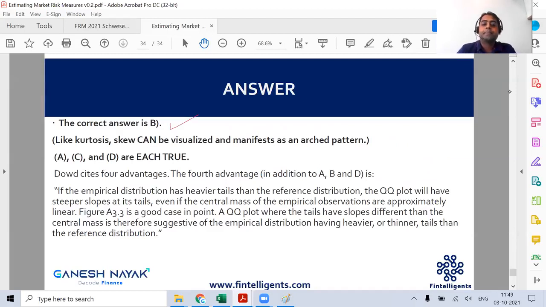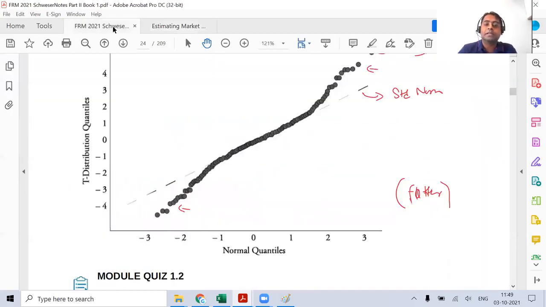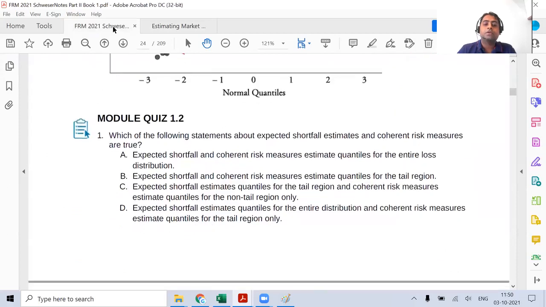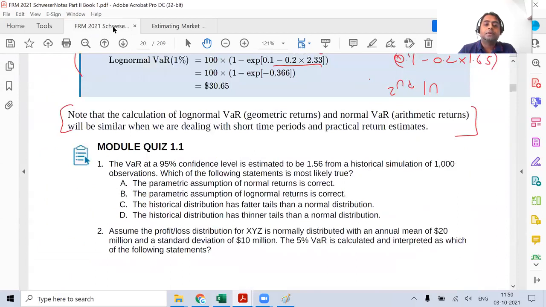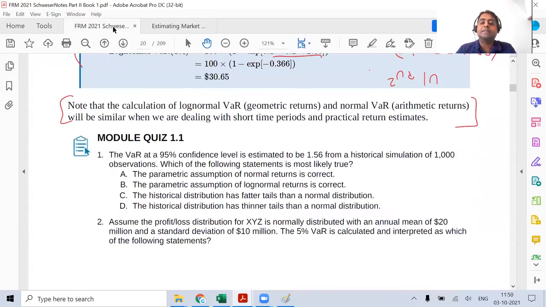All good? I think so. We are done with the questions. Let us go to the questions which were available in the book. We'll first solve. Okay, I've yet to solve the first part, right? What is the first question? The VAR at 95% confidence level is estimated to be 1.56 from the historical simulation of 1000 observations. Which of the following statements is true? So for historical simulation, we got this 1.56. What do you think is the answer?